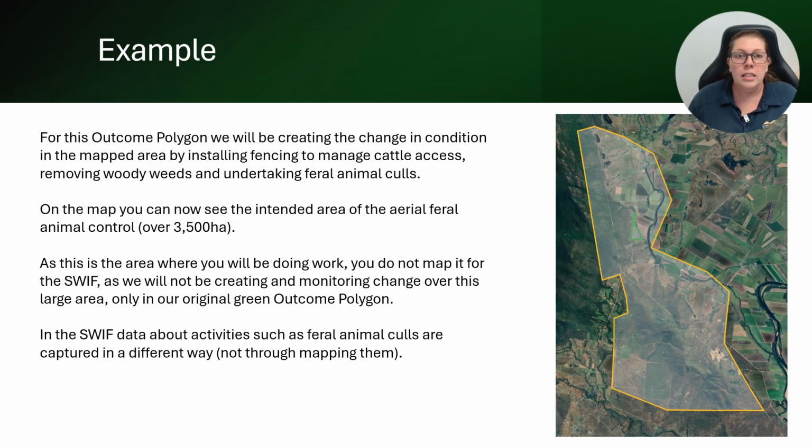In this slide, you can now see the area where the planned aerial culling will take place, which is outlined in yellow. If you look, you can still see our outcome polygon in green inside this area. For the SWIF, we don't need to map the area of the feral animal cull. You might choose to do so for your own purposes, such as planning or collating your organisational data, but it doesn't get mapped for the SWIF because it's not an outcome area.